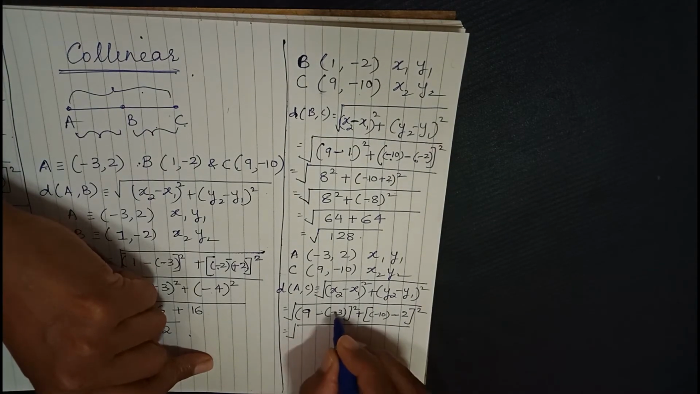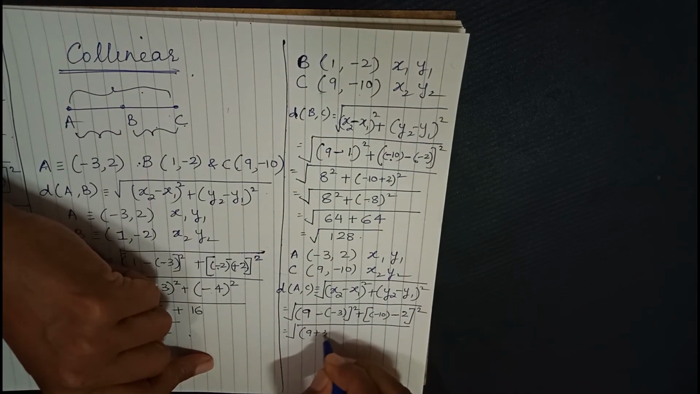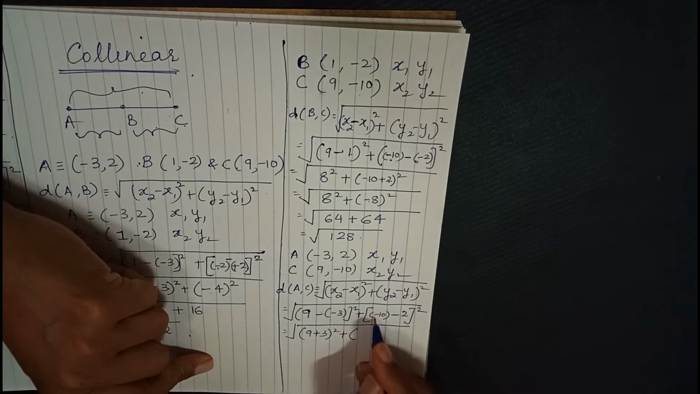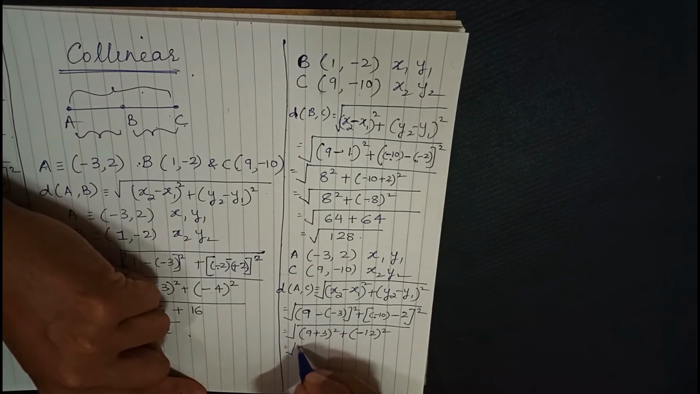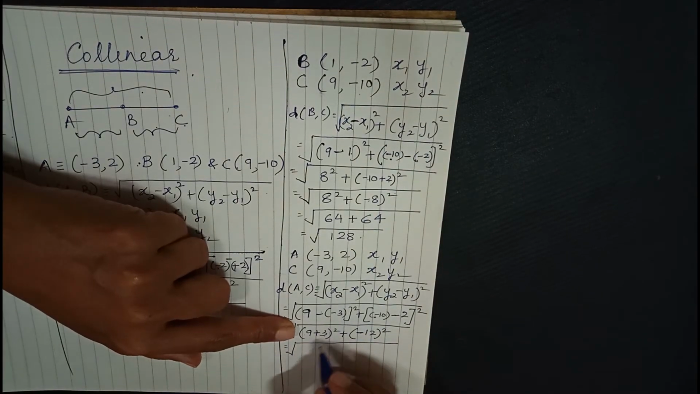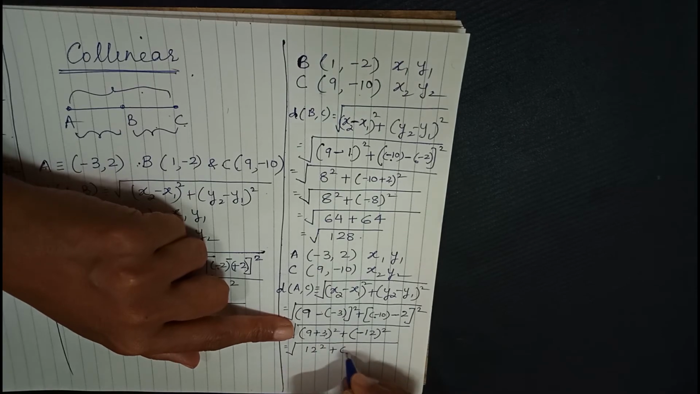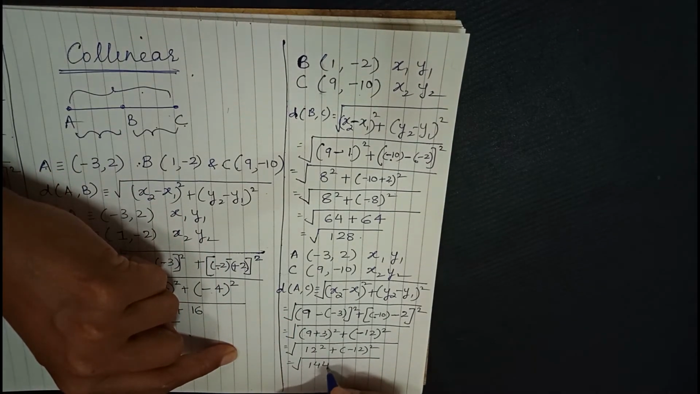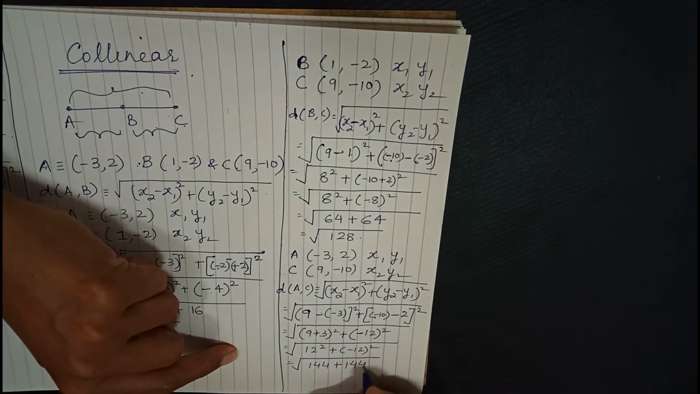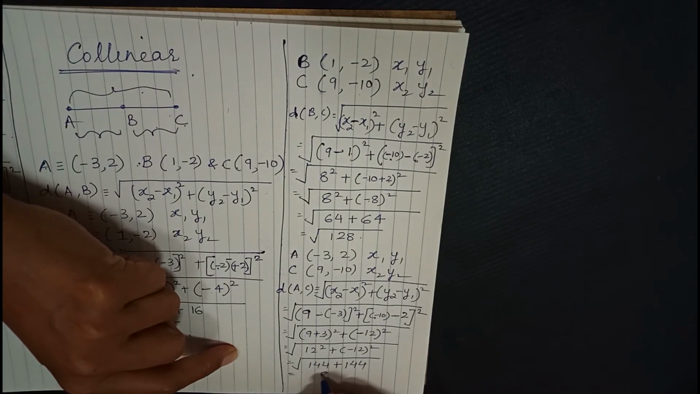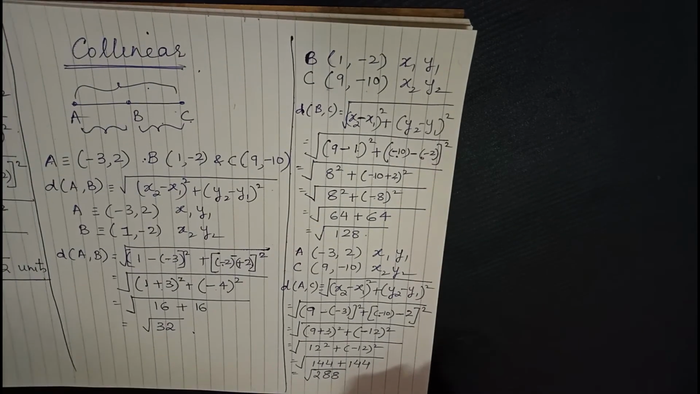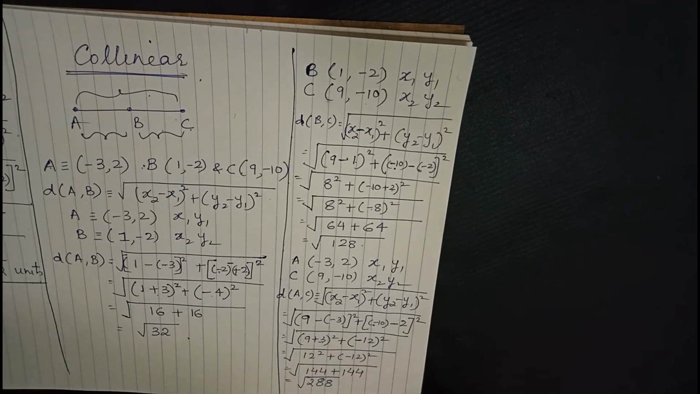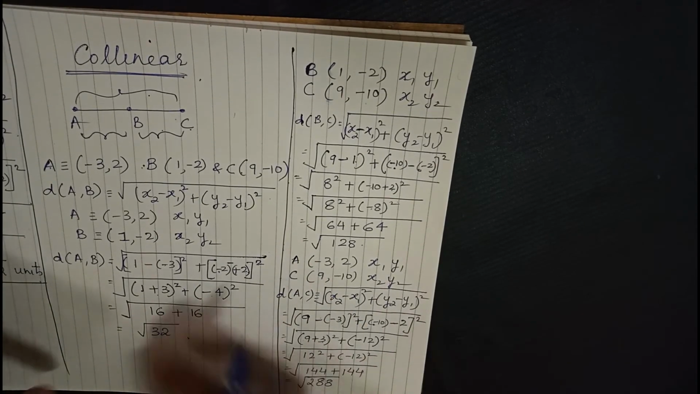Now minus of minus is plus, so this will become 9 plus 3 the whole square, and this is minus 10 minus 2, which will become minus 12 the whole square. So here again you can see 9 plus 3 is 12 square plus minus 12 square. So 12 square is 144 and minus 12 square is also 144. So the answer that we get is root of 288. Right? Now I had left all these three as they are to show how we are getting them.